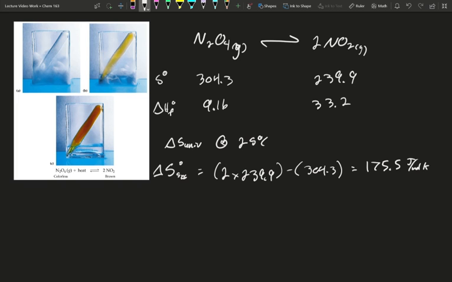Does this make sense? It's a positive entropy. Well, I went from one gas to two gases. So yeah, I have more gas. The more gas particles you have, generally the more entropy your system's going to have. Gases just have the most entropy, the most freedom of motion, as they're not tied to other molecules, and so they should have more entropy.